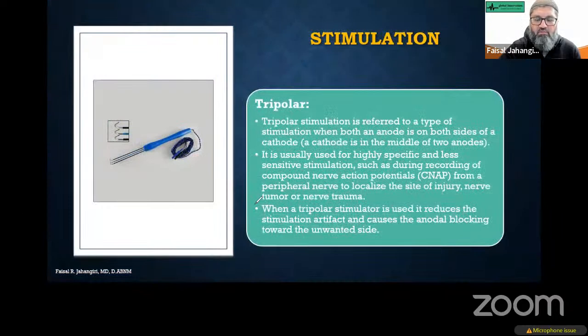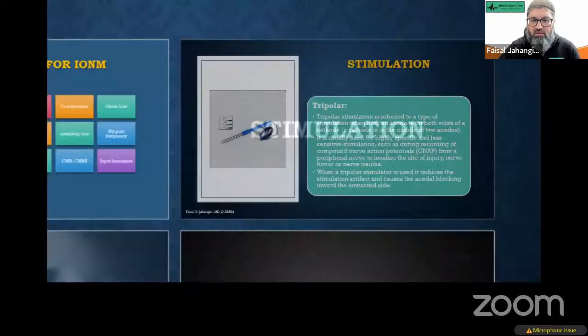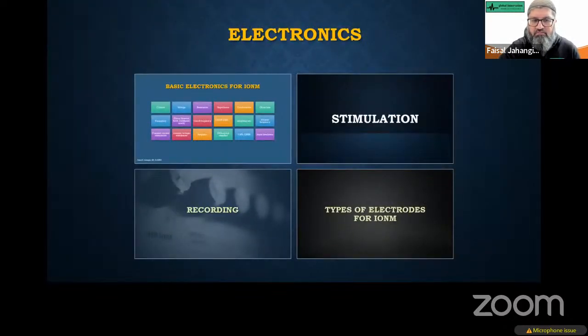Then we have a tripolar stimulation. In tripolar stimulation, we have two anodes, one on each side, and in between we have a cathode. That minimizes the current spread, and it is typically used only for brachial plexus, peripheral nerve repairs, or nerve grafting, where we want to stimulate the nerve action potential. So we use tripolar stimulation, and we use bipolar recording for these electrodes.